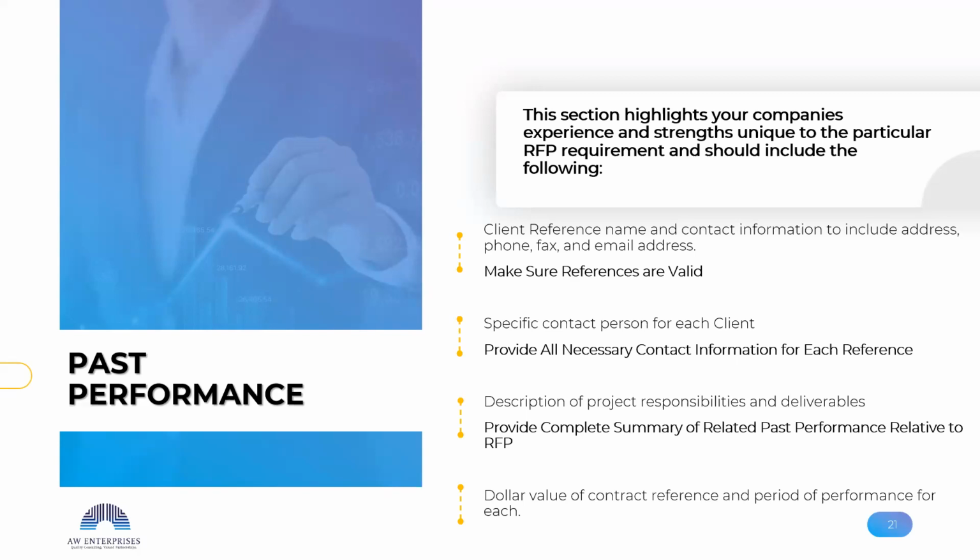All right. And you provide a short description of project responsibilities and deliverables that you have performed on that past performance. Okay. Provide complete summary of related past performance relative to the RFP. Okay. These have to be relative to the RFP. It's keywords. If you're bidding on help desk, don't put an administrative person in, okay, and try to make them fit. The government's looking for people with experience in that general area and people with past work performance in those areas.